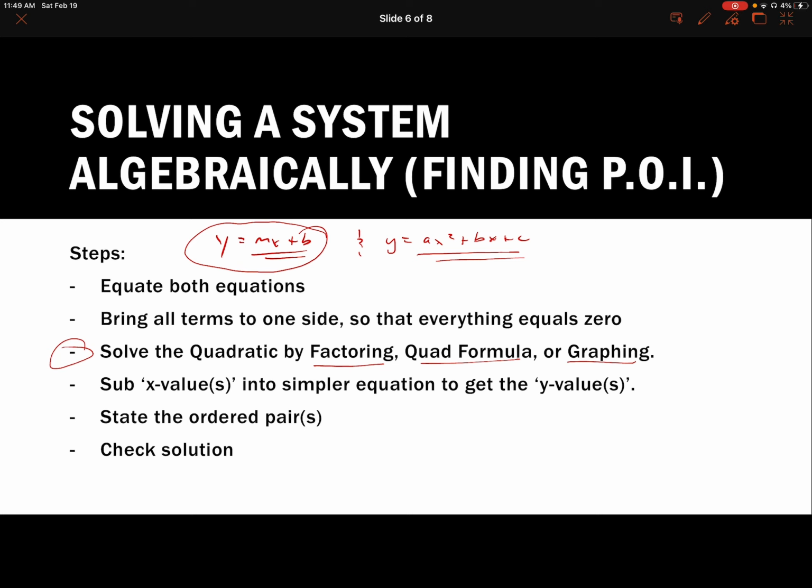After you've done that, you can then check your solution. You can take those points and plug them into the other equation, and you can see that those points satisfy that equation as well. If they don't, then you'll just need to go back and look for maybe any mistakes that were made.